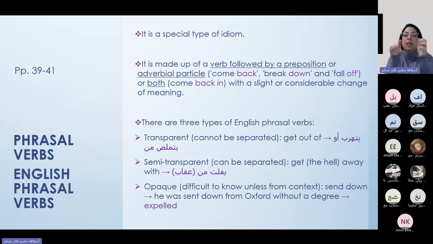شو يعني transparent؟ هدول ما بنقدر نزيحهم عن بعض. دائما مع بعض. الفعل واللي بيجي وراه دائما لازقين في بعض. اوكي؟ زي get out of، هاي كلمة واحدة، ما بنقدر نحط إشي بيناتهم، اللي هي معناها يتهرب من أو يتملص من. ممكن تكون semi-transparent. They could be separated. زي get away with. بنقدر نحط كلمة get the hell away with. أوكي يعني بيفلت من العقاب.